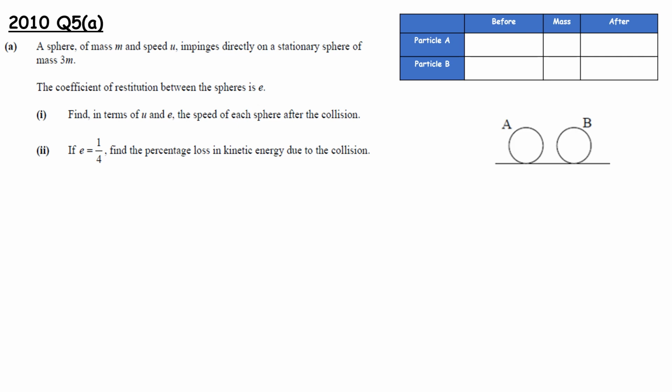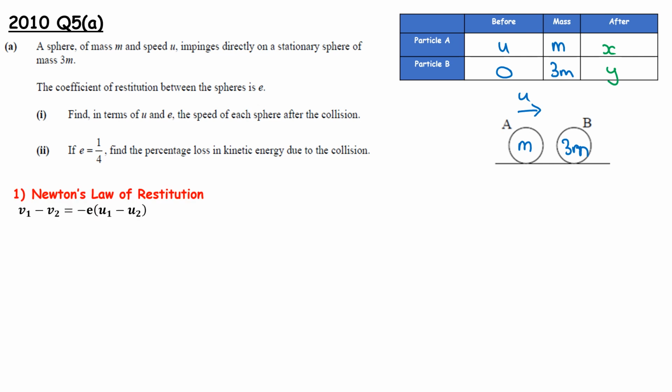I'm going to set up my little table and I'm going to do a little bit of a sketch so I can see what's going on. So A has mass m, B has mass 3m. A is moving towards B with the speed of u, and B is stopped. So that gives me m, 3m, u, 0, and then the 2 I want to work out I'm going to call x and y.